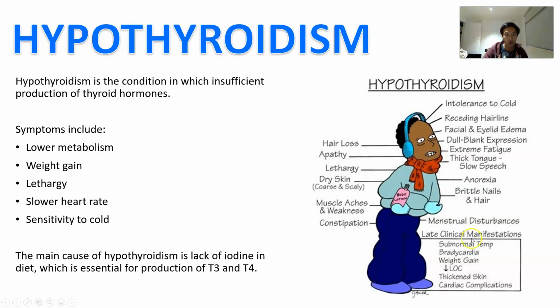The main cause of hypothyroidism is actually a lack of iodine in your diet. So when you don't take enough things like fish, for example, you might lose a bit of iodine in the diet. And iodine is really essential because, as we said earlier, right, the thyroid cells need to absorb iodine to function. And so by absorbing iodine, you get production of T3 and T4, right?